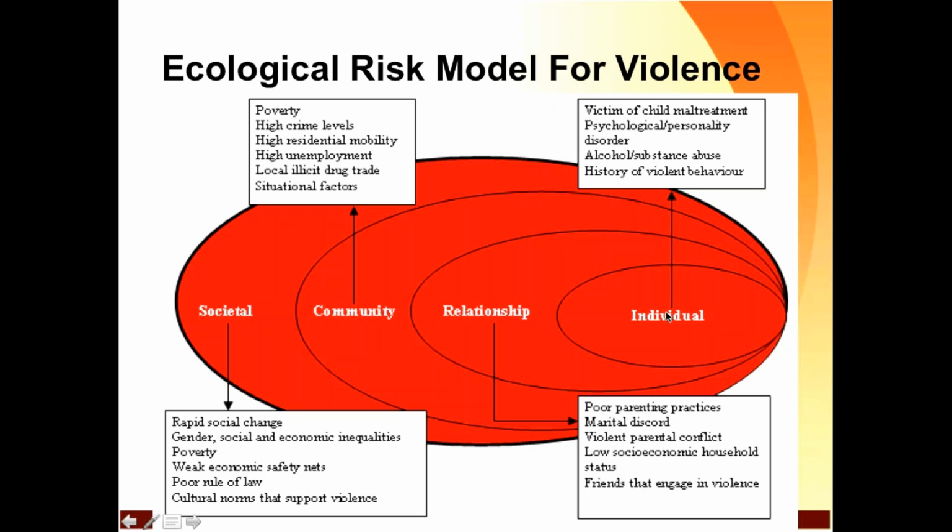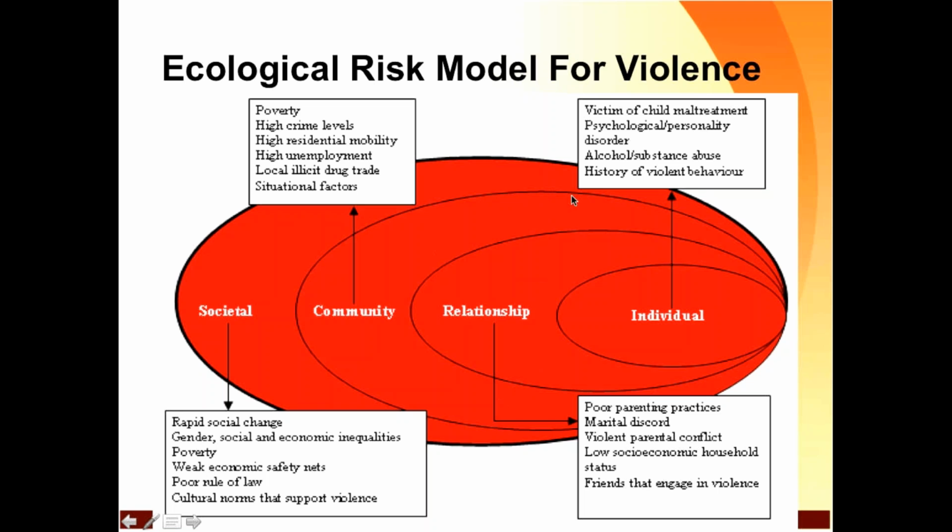Then we look just beyond that individual at the relationships that they're having within their family and their very close social network. Here, they might be having marital problems. They might be experiencing conflict within their household. Or they might be friends with people for whom violence is considered a normal and appropriate response to conflicts. Then we, again, go a little bit further out from that individual and look at the community.